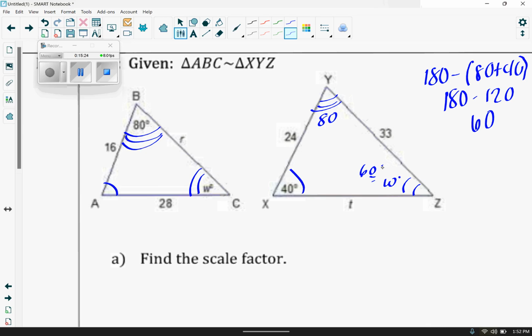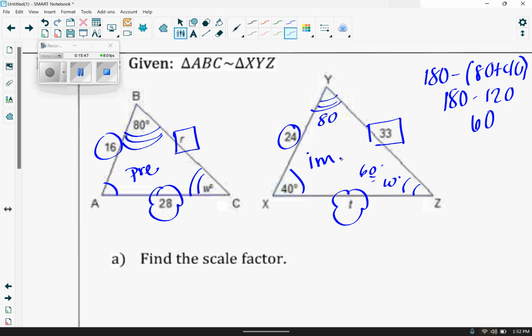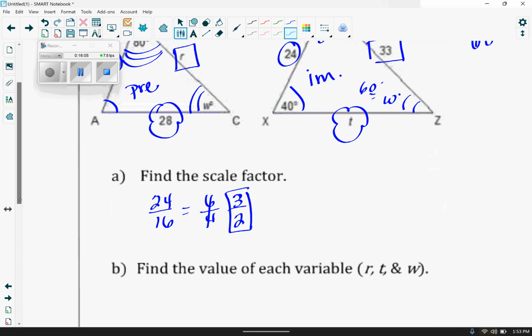Now for the scale factor, because those are all congruent. So now we're going to find the scale factor. We've got our angles. So we know the AB goes with XY. We know that R over here goes with 33, and this T goes with 28. I'm going to say this is my pre-image and this is my image. So we're going to say 24 over 16, which will reduce to, let's see, 4 goes into both of those. Ooh, but I could go bigger. 8 goes into both of those. So we can say 3 over 2. That's my scale factor because I am getting bigger.